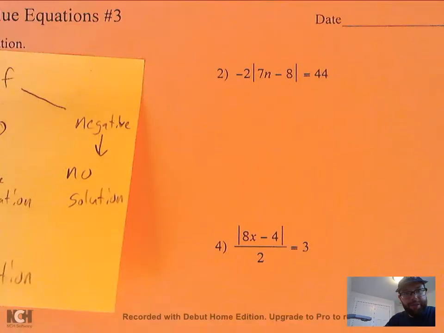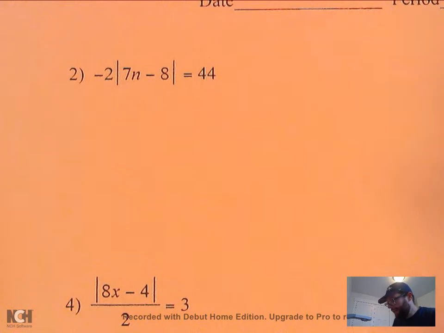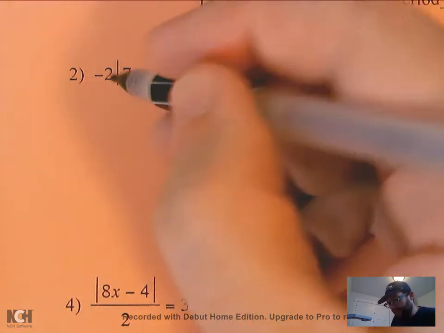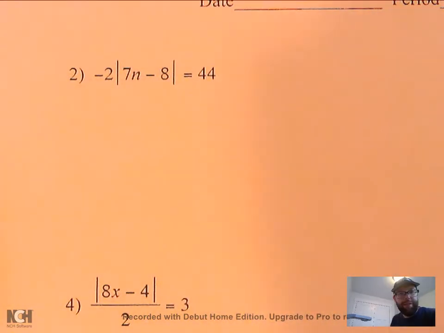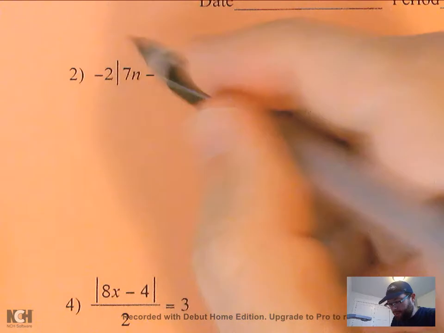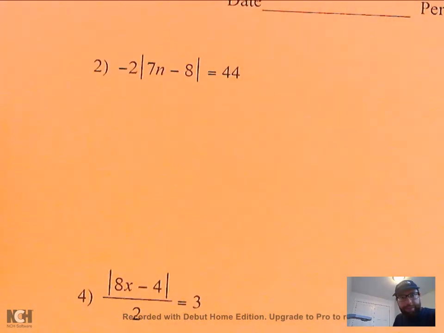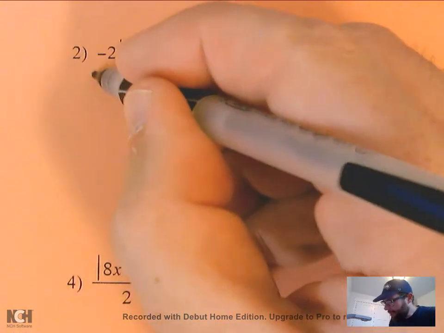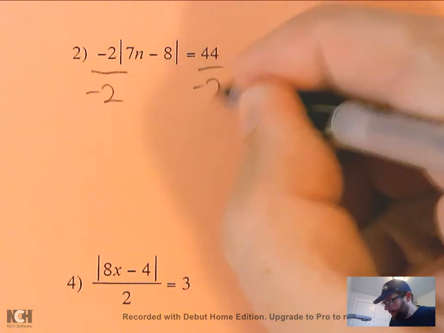So let's zoom in here a little bit. Okay. So look at this. We've got a negative 2 in front, and it is multiplying, right? If it was adding, you'd see a plus sign there. When you've got things right next to something, you are multiplying. And no, you can't distribute into an absolute value. So to get rid of something multiplying an absolute value, you have to divide it to the other side. So we're going to have to divide by negative 2 on both sides.